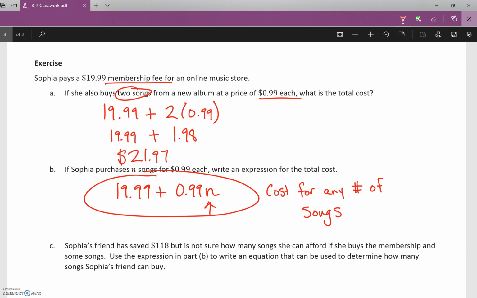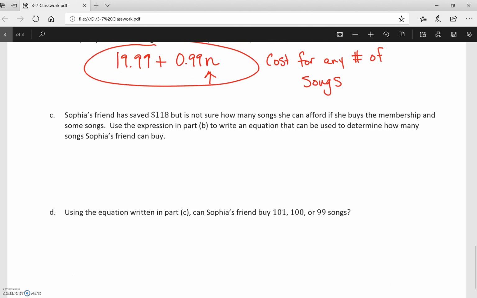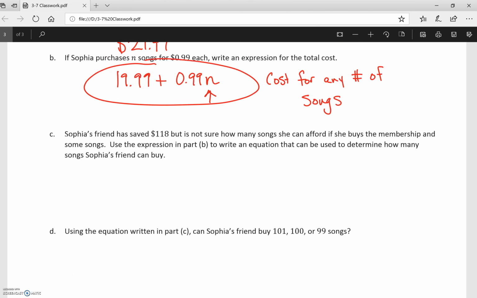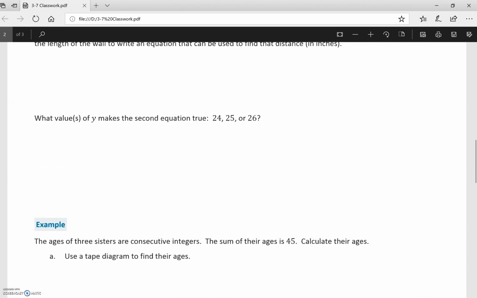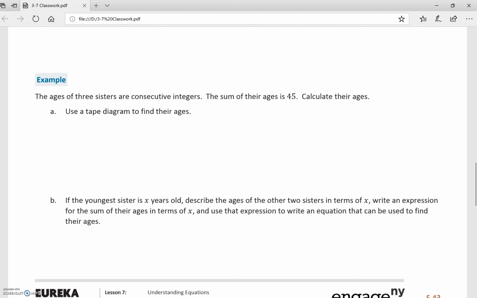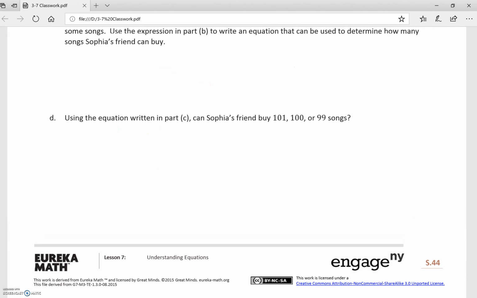I want you guys to try part C and D, show all your work, and then we're going to come back together and we're going to do a tape diagram from the beginning of this problem, if there's time, hopefully, right here, and then we'll be on a quiz. Make sure you write down any questions that you have.